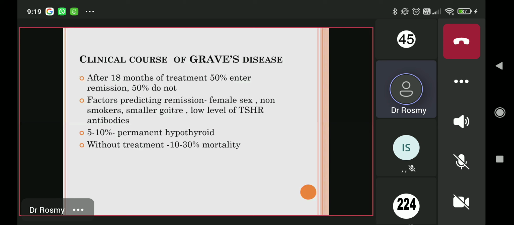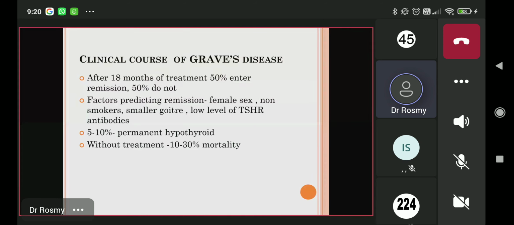If you are finding a female patient, there is a chance of improvement. It is a better prognostic indicator for remission. If the person is not a smoker, even if it is a male patient, but he does not smoke, there is a chance it will remit faster. The size of the goiter is small, and the initial levels of TSH receptor antibody were low. Somebody who has a TSH receptor antibody value of 25 versus 250, the one with 25 will have a faster and better chance of improvement in the disease.